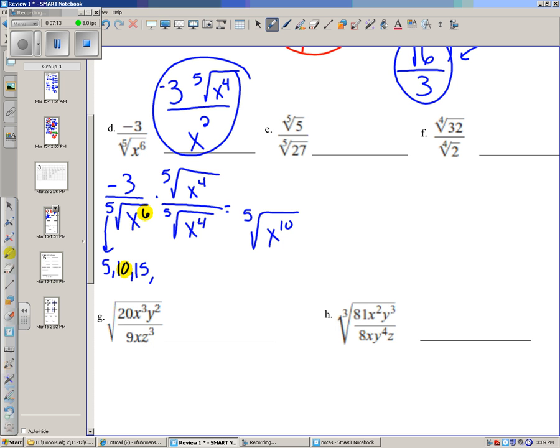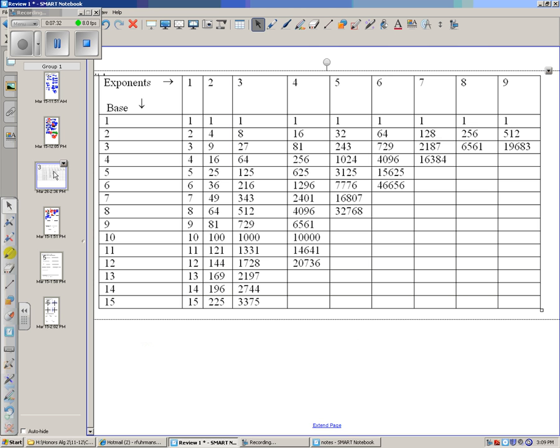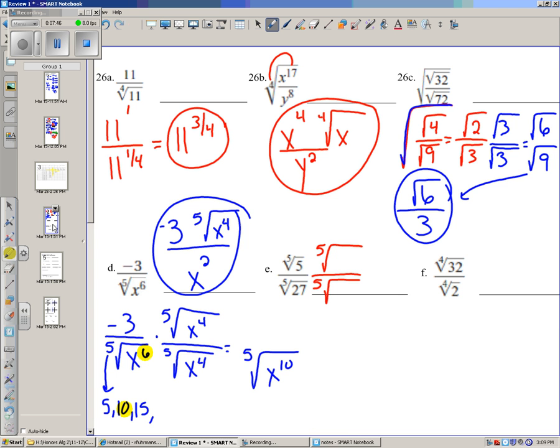All right, E. On E, the issue I have is, again, rationalizing the denominator. So using my cheat sheet, I want to build 27 into the first number that does have a perfect fifth root. I'm actually going to jump to the cheat sheet so you guys can see what I'm doing. I'm looking to build 27 into a number that has a perfect fifth root, and I'm going to be turning it into 243. And so to get to 243, I'm going to have to take it times 9.